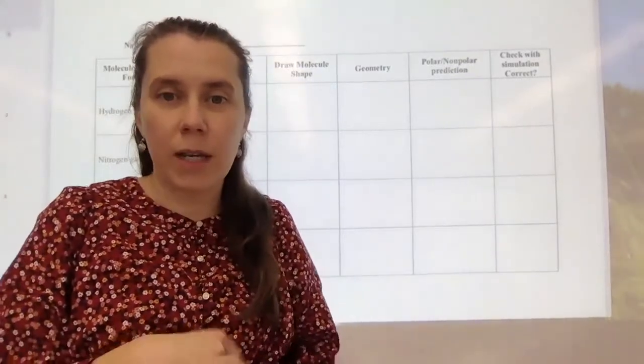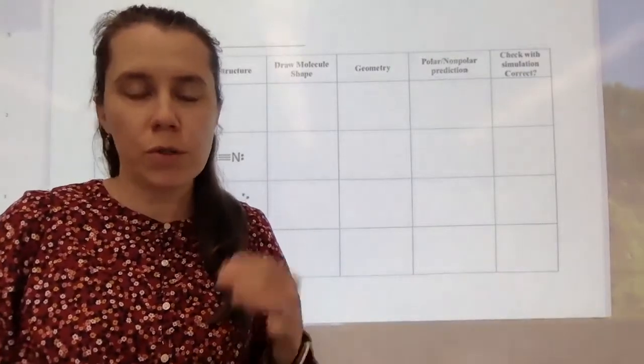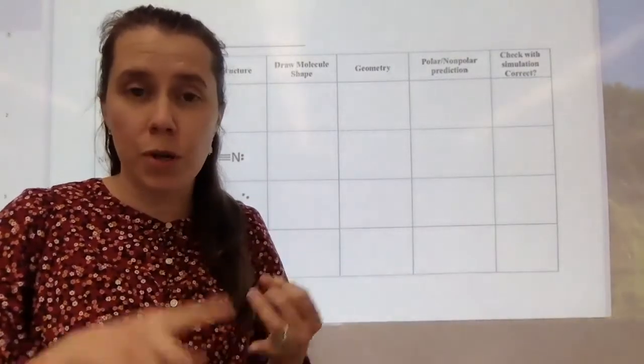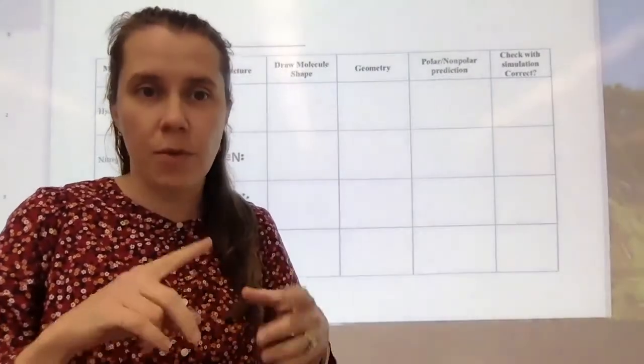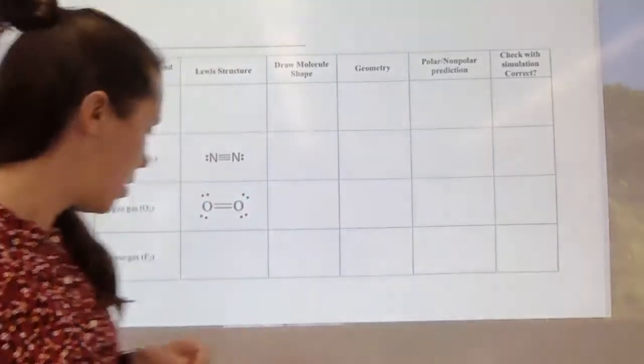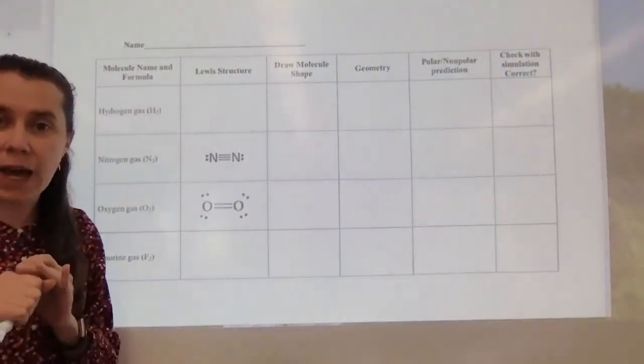All right, so today I'm going to give you a brief overview of the table that you have to do for review. This will help us review Lewis structures, molecule shapes, the geometry names for them, and then polar and nonpolar. Okay, so the first one we have is hydrogen gas, H2.